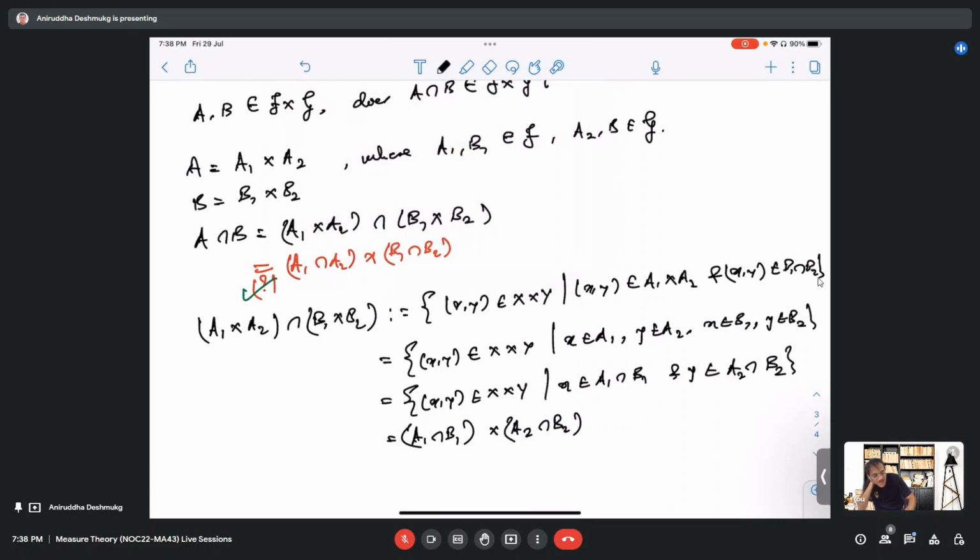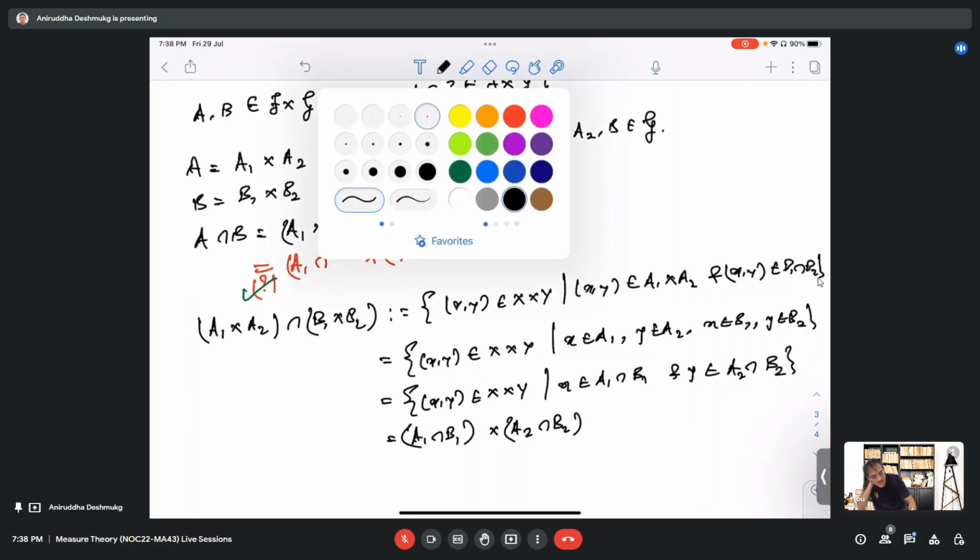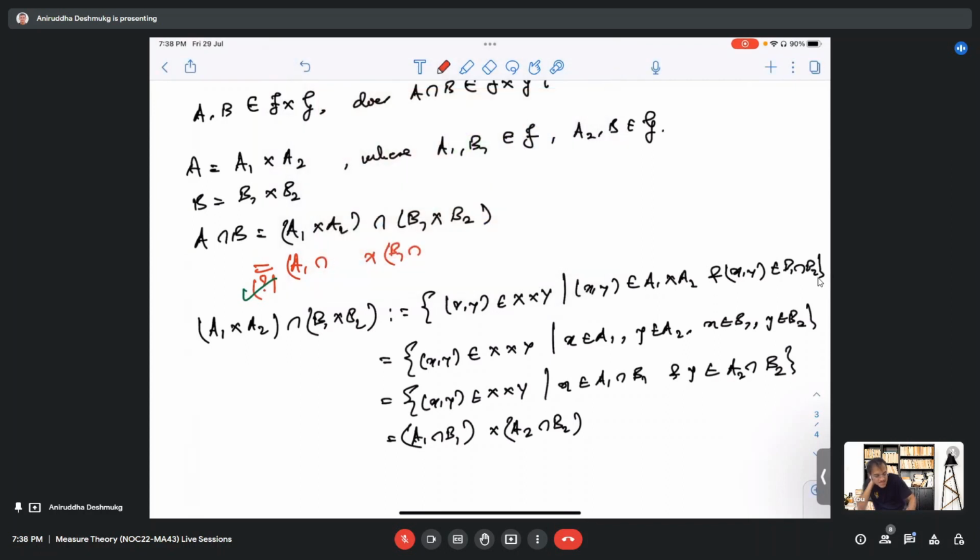So notice that A1 and A2. Oh, see, again here I have written this wrong, sorry for the mistake. This is A1 intersection B1 cross A2 intersection B2.